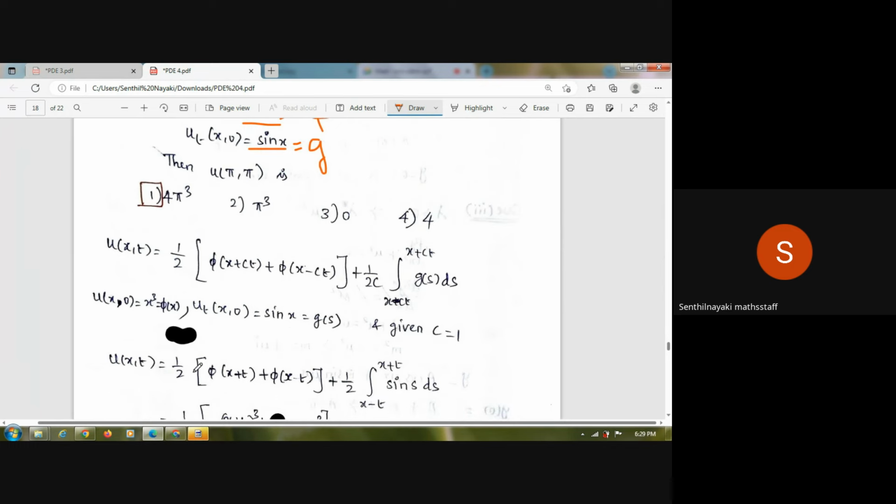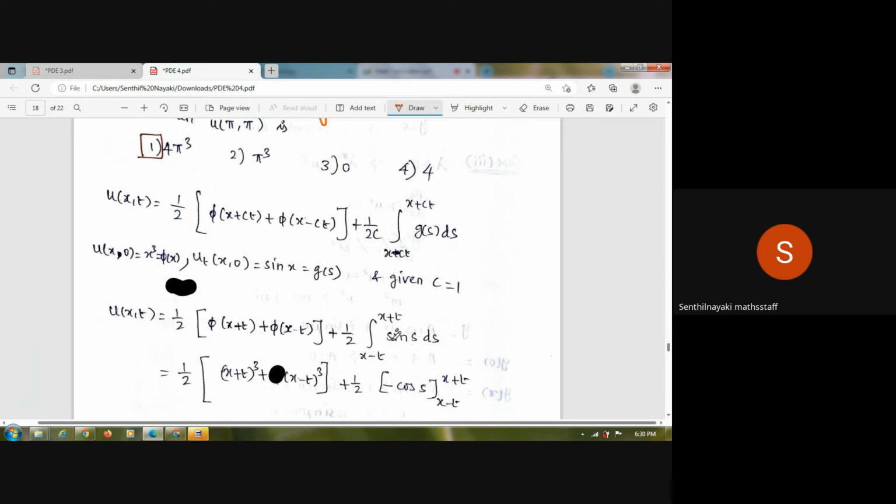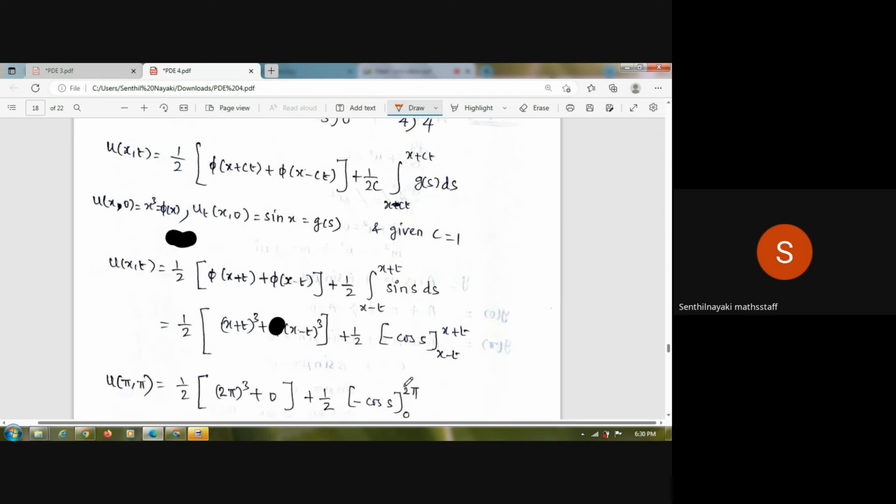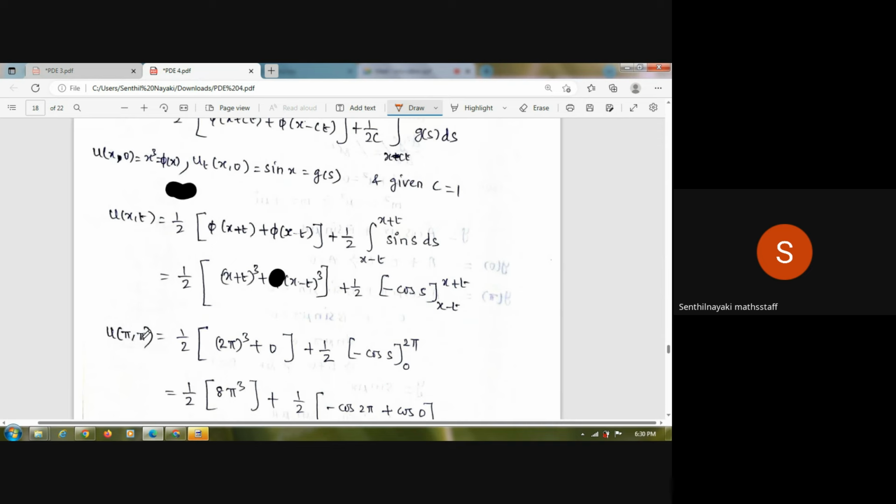So u of x comma t equals 1 by 2 phi of x plus t. Here phi of x plus t is x plus t the whole cube, because x cube is the value of phi, plus x minus t the whole cube, plus 1 by 2 integral from x minus t to x plus t of g of s, where g is sin, so sin s ds. We have to find the value of u of pi comma pi. So x value is pi, t value is pi.